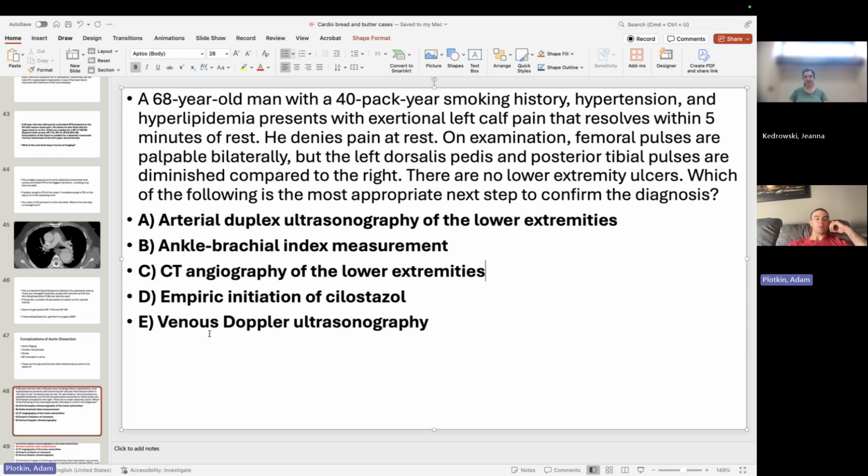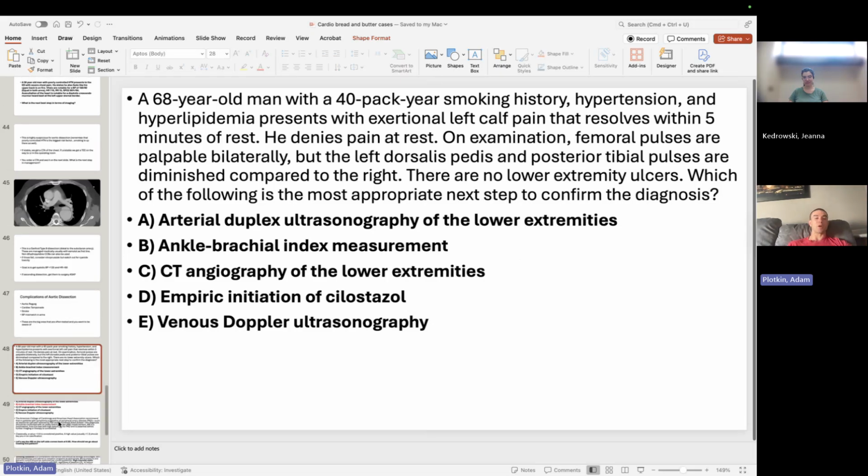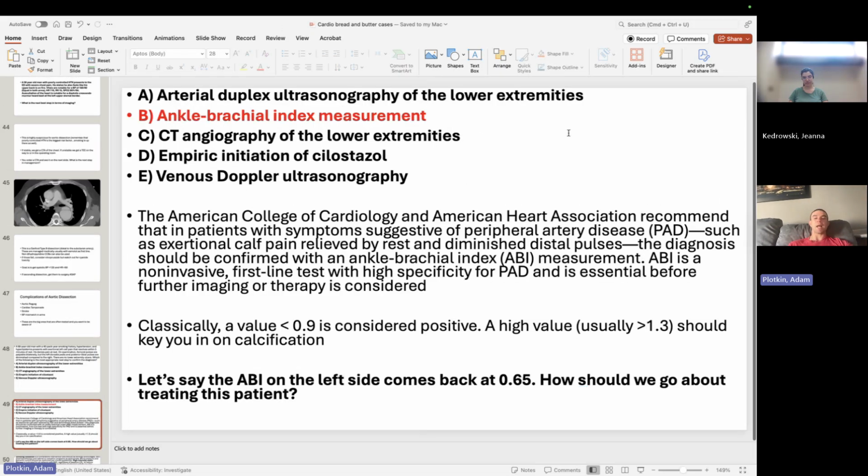ABIs. Absolutely, right? So this should scream at you, peripheral arterial disease. We need to get an ABI, right? So we get a blood pressure cuff. We put it on the ankle. We put it on the brachial artery. We compare them. We take the ankle divided by the brachial. If that value is less than 0.9, that's sufficient to diagnose PAD. If it's a high value, usually above 1.2, 1.3, it tells me the artery is non-compressible and there's likely calcification in there.